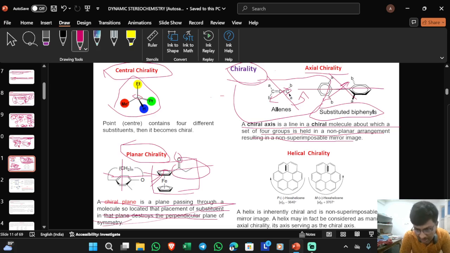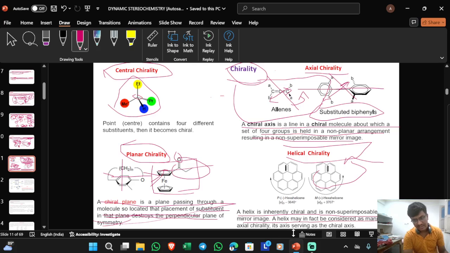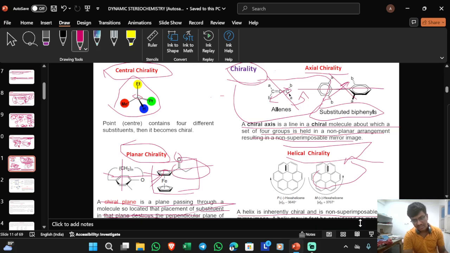First of all, read now, so that this topic is easy for you. And helical chirality. Helical chirality means any group rotating clockwise is P, and rotation anti-clockwise is M. And then the helical molecule is chiral as it is non-superimposable on its mirror image. The helical plane is considered like axial chirality. These are several chiral axes.